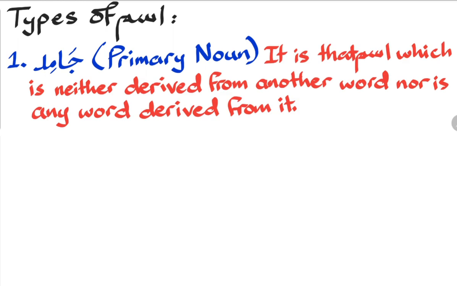For example, you have the word bintun, which means girl. Or you have the word farasun, which means horse. Now these words, bintun and farasun, are not derived from any other word, nor is any other word derived from these words. So that's why they're both jamid. They're both primary nouns. The second type of ism is a masdar, which is a root noun.